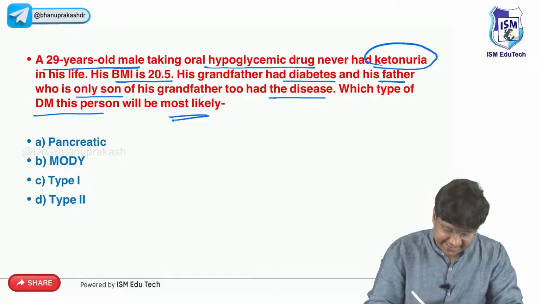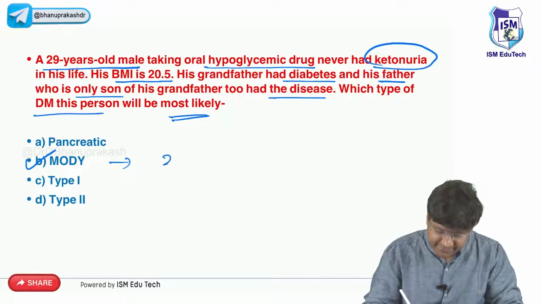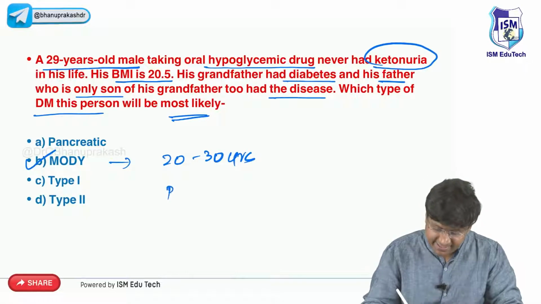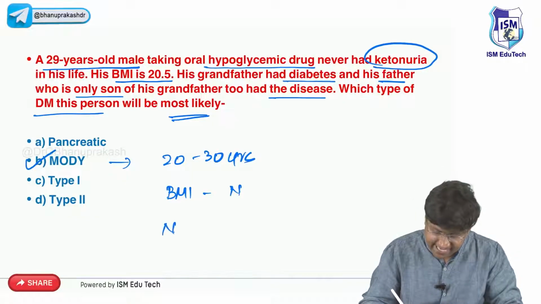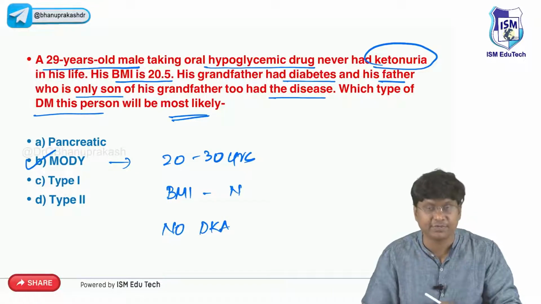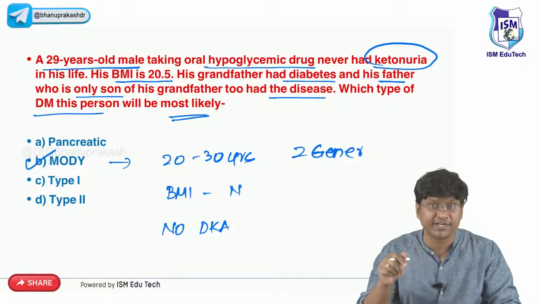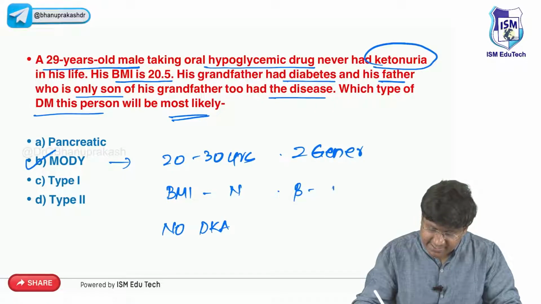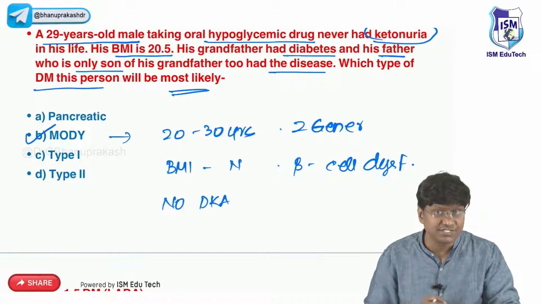Right, so in this, it is MODY, that is maturity onset diabetes of the young, which is seen in the age group of 20 to 30 years. In these individuals, the BMI will be absolutely normal, and they never develop diabetic ketoacidosis. They will have a very strong family history, two generations, father and grandfather both diabetic. And the pathogenesis is beta cell dysfunction. And why is that? That is due to gene mutation.